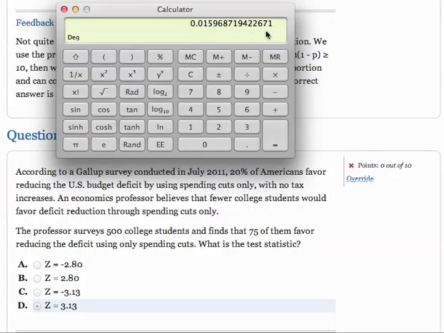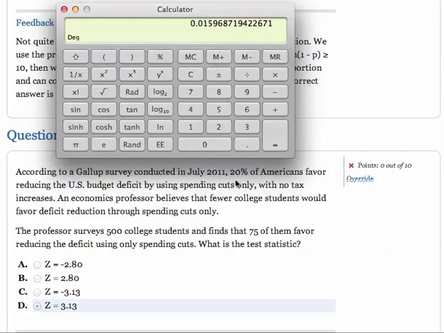Now I have to do p-hat minus p and divide by this number. You're probably going to be rounding this number to 0.0159, and the 6 makes the 9 go up. When the 9 goes up, it becomes a 0, and the 5 becomes a 6, which makes it 0.016. So 0.016 is my sigma.